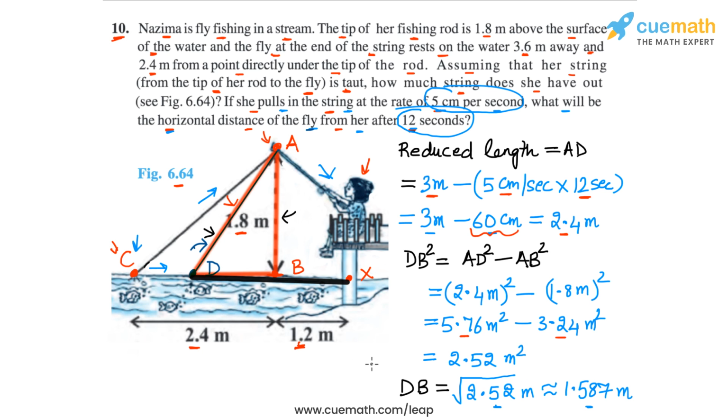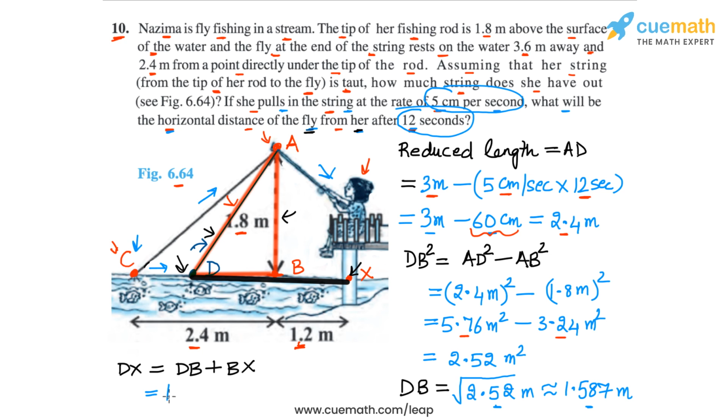Okay, now we have found DB, but what we really want to find is DX. Observe the figure carefully. D is this point, X is this point here. We want to find the length of DX because we want to find the horizontal distance of the fly from Nazima. So now DX is easy to find. DX is simply equal to DB plus BX, and we have both these lengths.